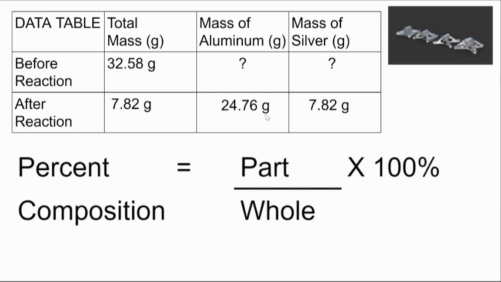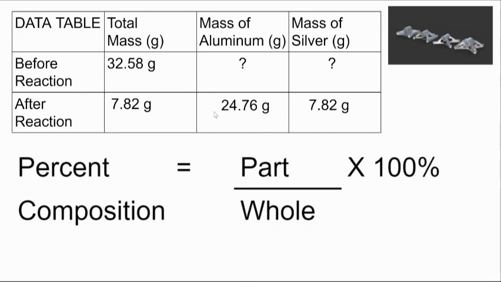Hopefully you told me that that was due to the law of conservation of matter. If this is the mass of both the aluminum and silver portions before the reaction, we can subtract the mass of the unreacted silver from it. 32.58 minus 7.82 gives us the 24.76 grams. And that is the mass of the aluminum that was reacted. The difference tells us how much aluminum was reacted.